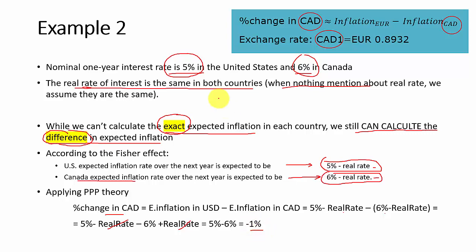It makes sense, right? Because the story is high interest rate in Canada implies high inflation, and therefore Canadian dollar should drop. Low interest rate in US implies that inflation is expected to be low, and therefore US dollar should go up. Okay?